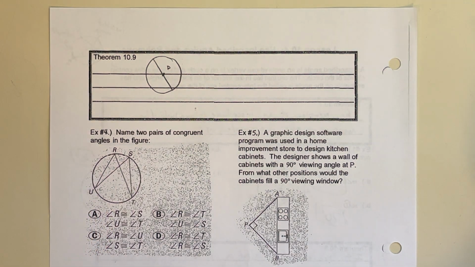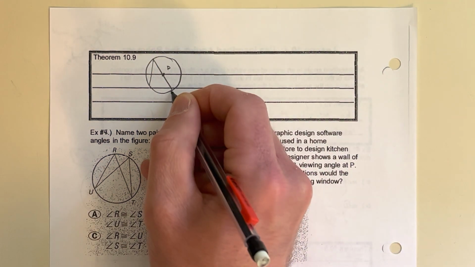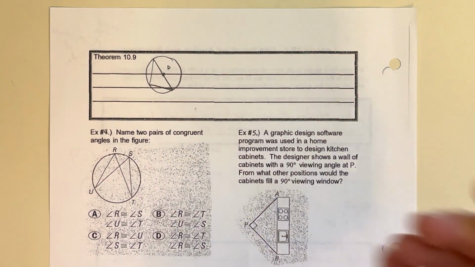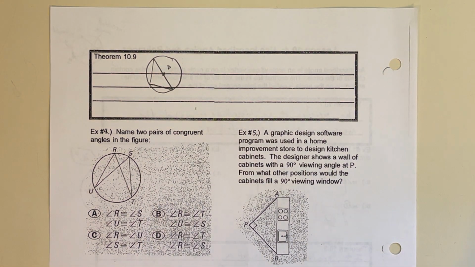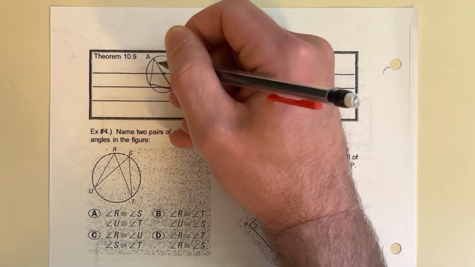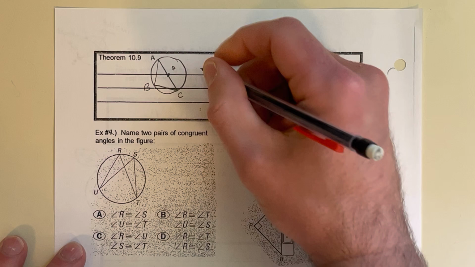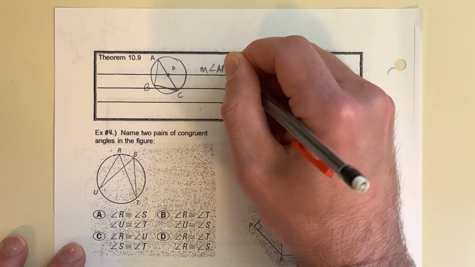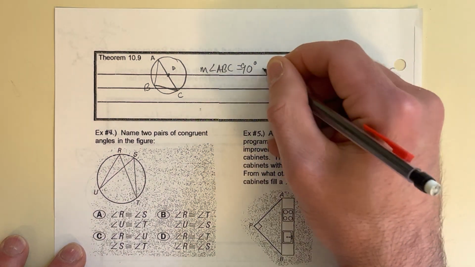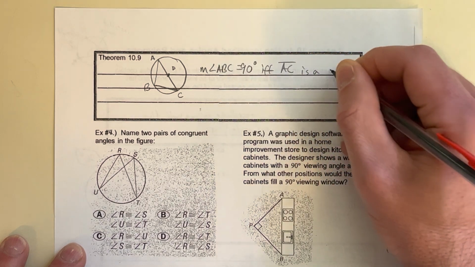Well, if you've got that relationship, then if you draw chords that make an inscribed angle, and they hit the endpoints of that diameter, you're going to know something right away about the measure of that inscribed angle. The measure of angle ABC is going to have to be 90 degrees. And that's going to be true if and only if AC is a diameter.